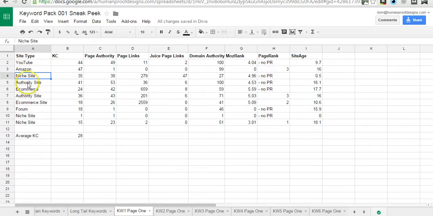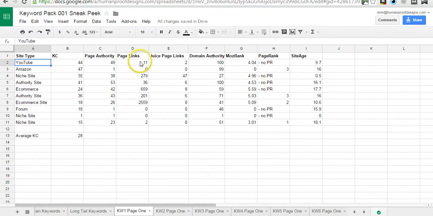So don't be afraid of there being authority sites on page 1. Don't be afraid of YouTube and Amazon. Just be afraid of too many e-commerce. But as there's only 2, and there's also a forum and YouTube and 1, 2, 3 niche sites, this is still a very viable keyword.